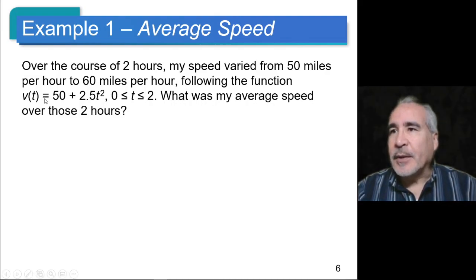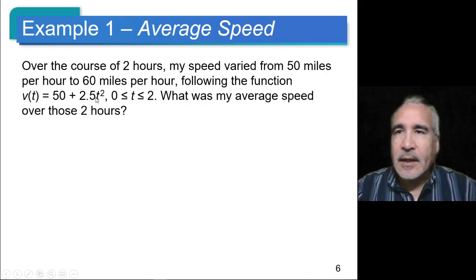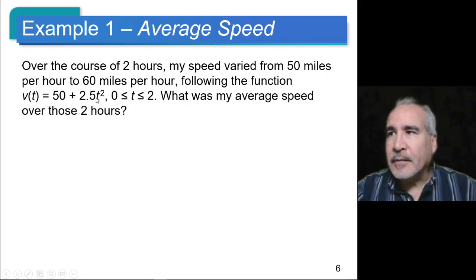And we have this following function that between 0 to 2 hours, this is the function that can be used to show their speed. And notice it's at least 50, and then this adding with t going between 0 and 2, the average speed over those 2 hours.